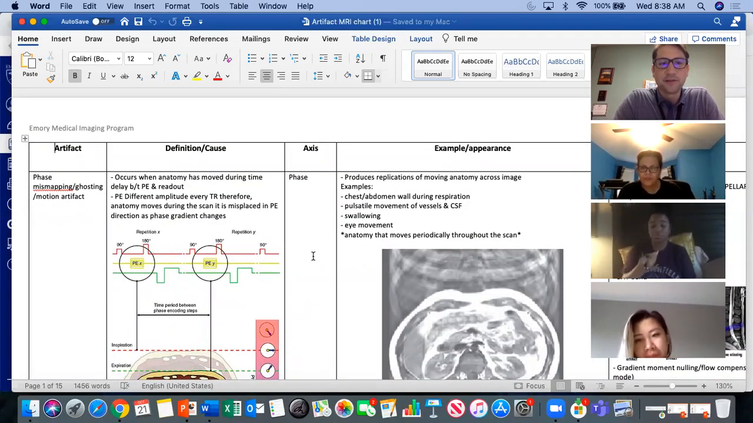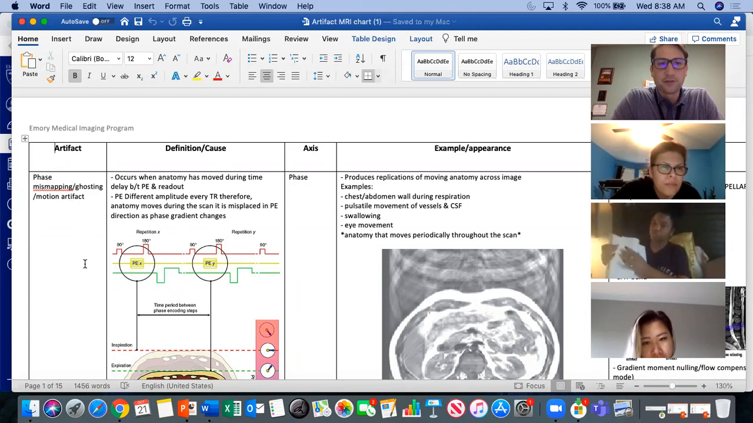But we first talked about phase mismapping, also called ghosting, also called motion artifact. So for the test, make sure you know all the different names associated with this artifact. So if you have a matching problem, make sure you know phase mismapping is also called ghosting.